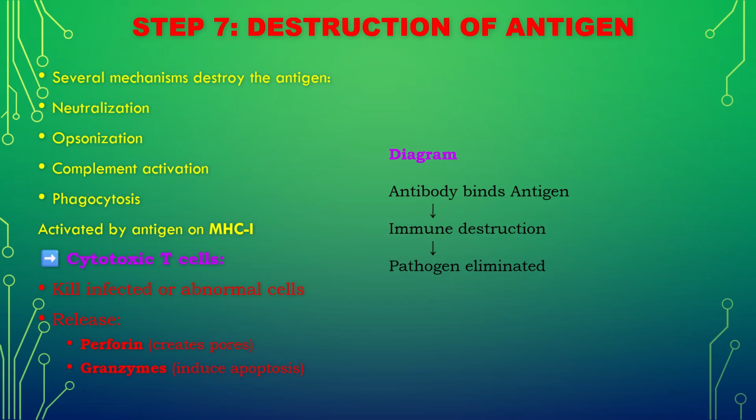Step 7. Destruction of the antigens. Several mechanisms are involved in the destruction of antigens, that is neutralization, opsonization, complement activation, and phagocytosis. Cytotoxic T cells are activated by antigen on MHC molecules, and they kill the infected or abnormal cells, that is the pathogens. When activated, they produce perforin, which creates pores, and granzymes, which kill the antigens' DNA or induce apoptosis.